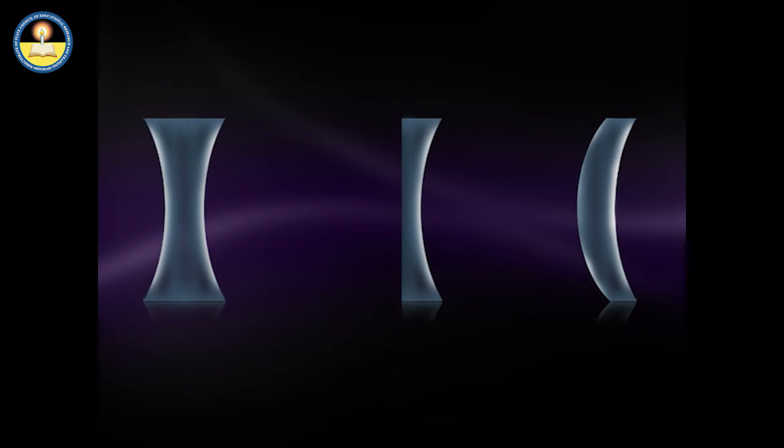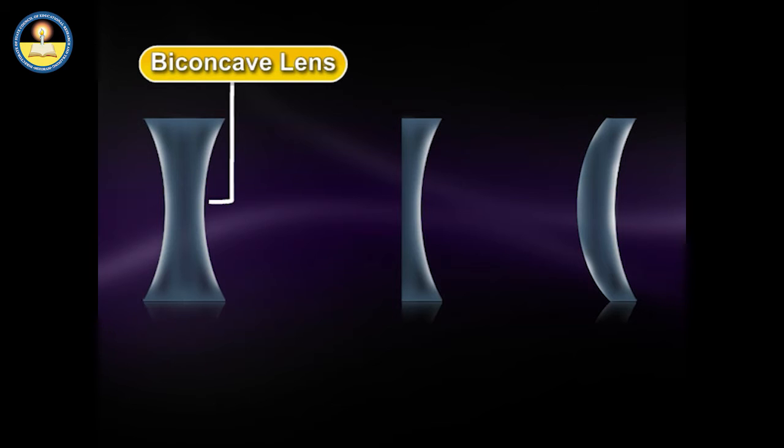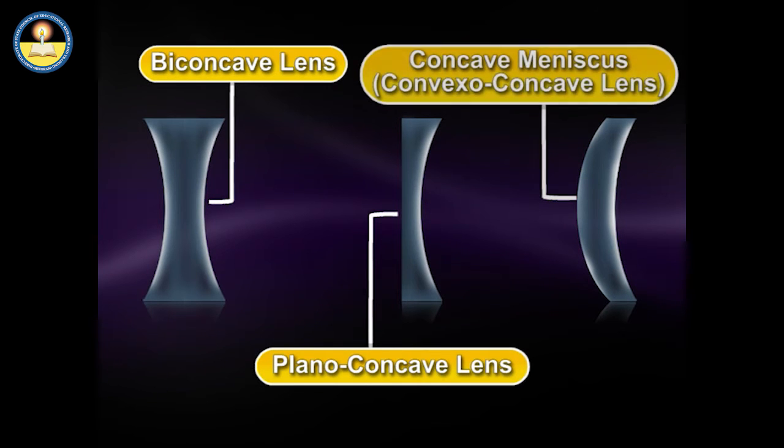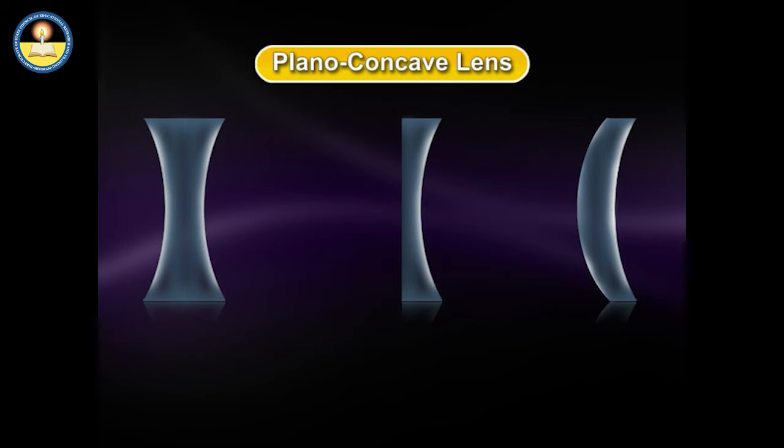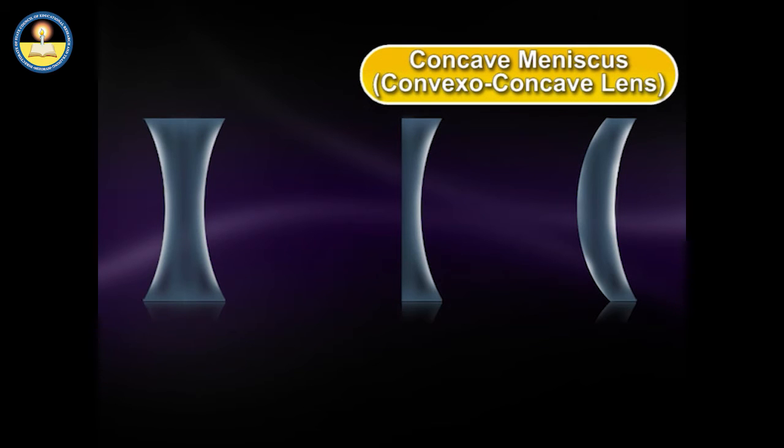Similarly, concave lenses are also categorized as biconcave lens, plano-concave lens, and concave meniscus or convexo-concave lens. A biconcave lens has both of its surfaces curved inwards, while a plano-concave lens is flat on one side and curved inwards on the other side. And a convexo-concave lens is curved inward on one side and outward on the other side.